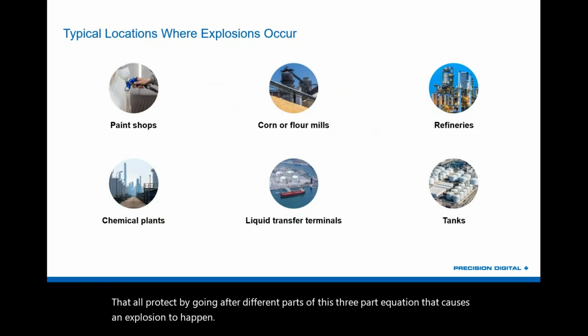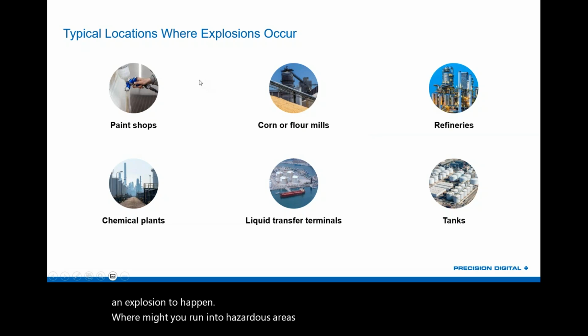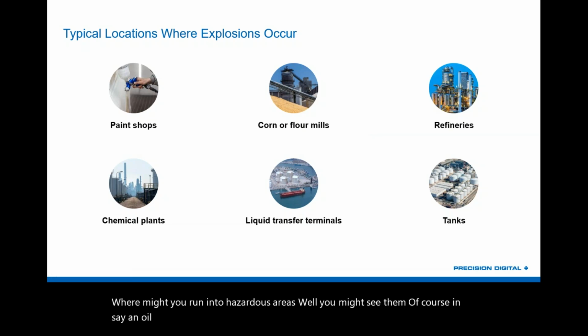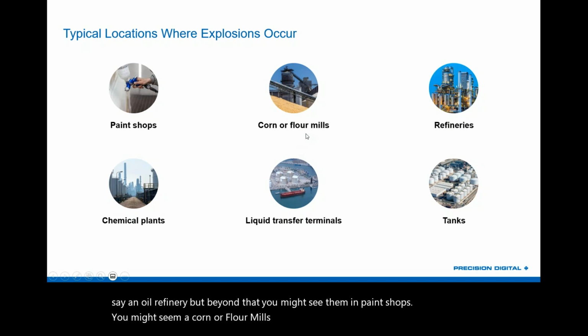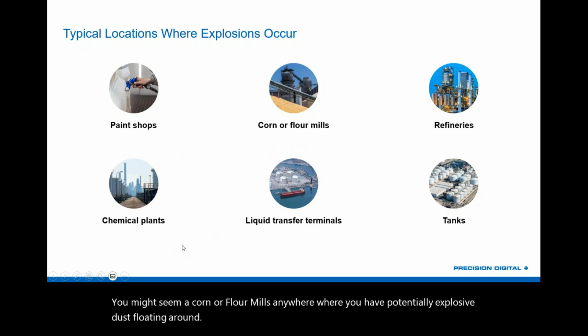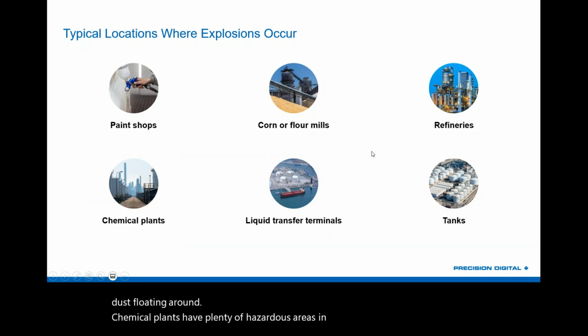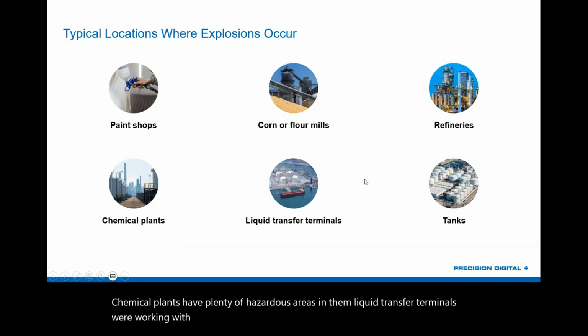Where might you run into hazardous areas? Well, you might see them, of course, in an oil refinery, but beyond that, you might see them in paint shops. You might see them in corn or flour mills, anywhere where you have potentially explosive dusts floating around. Chemical plants have plenty of hazardous areas in them. Liquid transfer terminals are working with those hazardous materials.